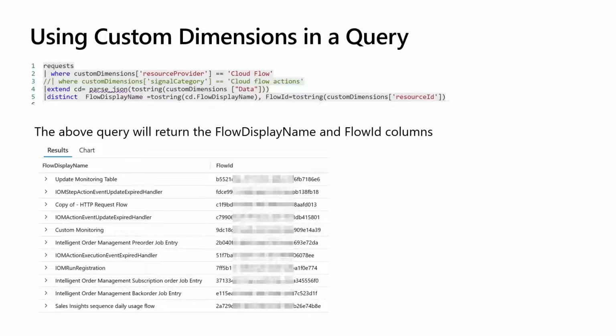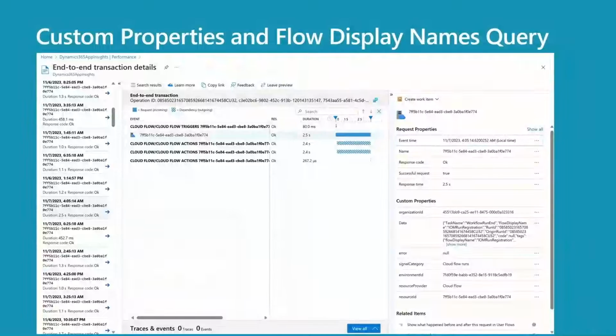Let's have a quick look at the query. In the last slide, we spoke about the data object. So here, I'm reading the flow display name from the data object. Let's look at the custom properties. These custom properties belong to a flow run. If you look at the individual properties, we have organization ID, data, error, signal category, environment ID, resource provider, and the resource ID. The resource ID is representing the flow ID.